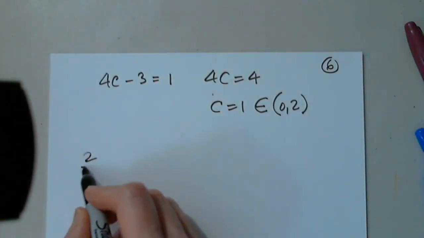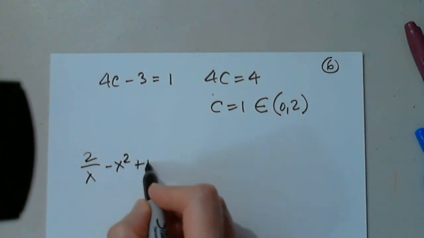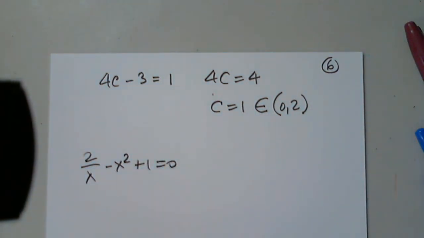So we have 2 over x minus x squared plus 1 equals 0. They want us to start with the first iteration as being 2. Fine. And they want us to find x1. No, x1 is given, and they want us to find x3. So they want us to find x2 and x3, and they want us to answer to 4 decimal places. Okay, fine.